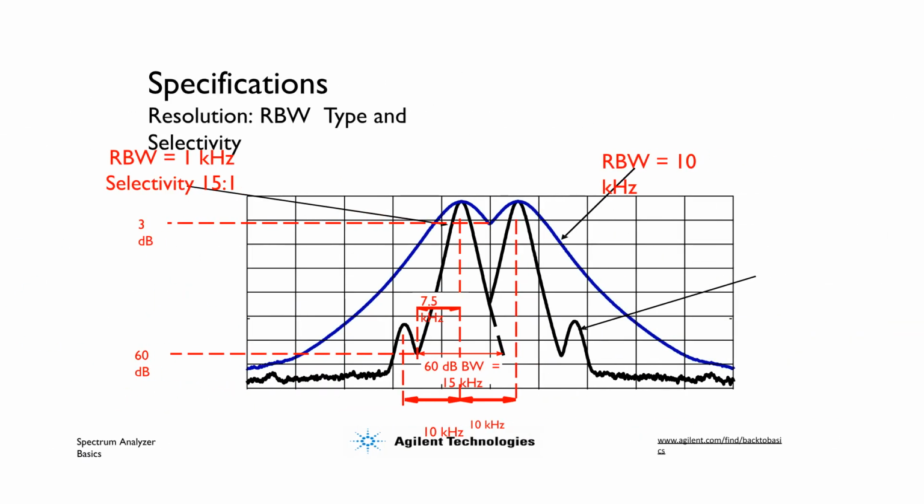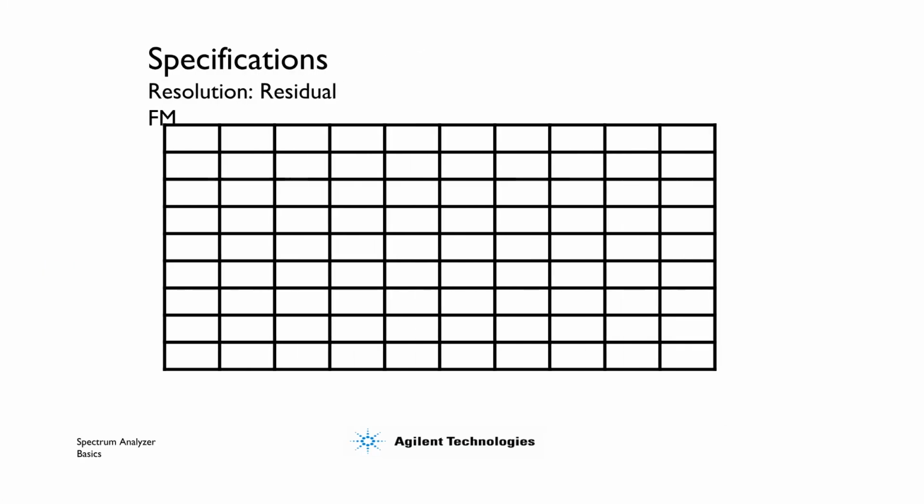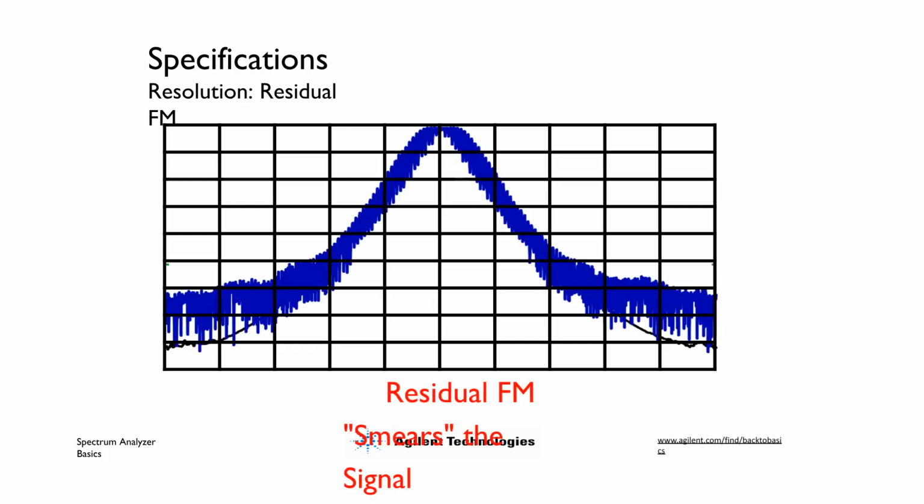The better selectivity of digital filters, 5:1, compared to analog filters, 15:1, helps in resolving closely spaced signals, particularly in the presence of distortion products or noise, as illustrated in the graph. Residual FM causes the signal to be smeared across the display, impacting resolution, as illustrated in the visual representation. This effect broadens the displayed spectral line.